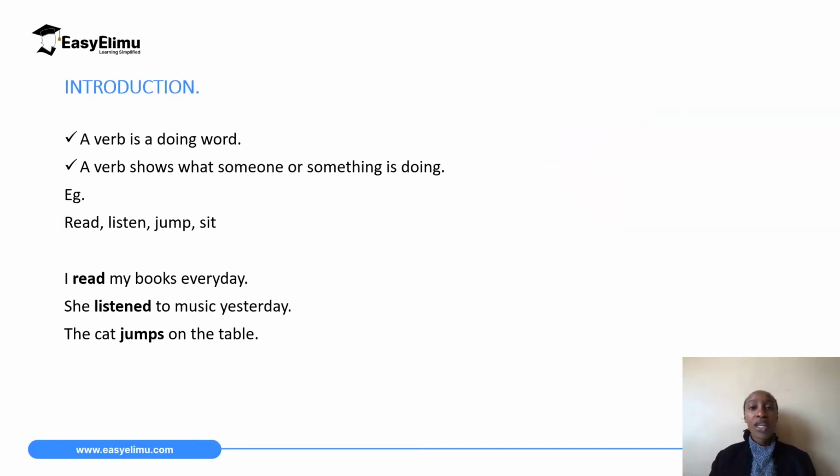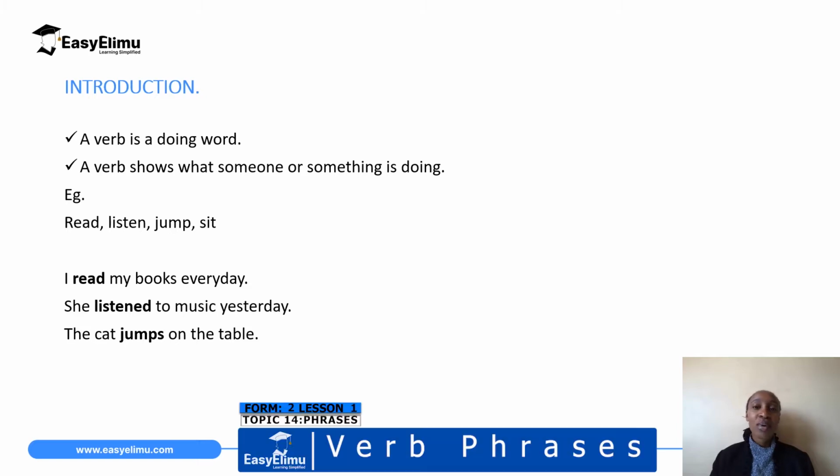So before we get into verb phrases, maybe we can start by reminding ourselves what a verb is. And so a verb is a doing word. A verb shows the action, what somebody has done, what something has done or is doing. For example, read, listen, write, sleep, laugh, jump. There are very many examples of verbs.